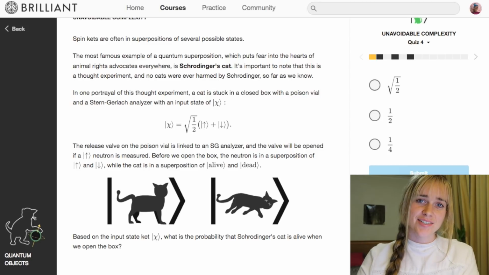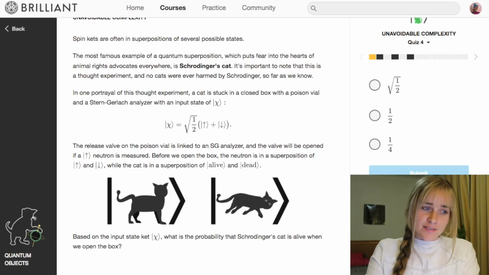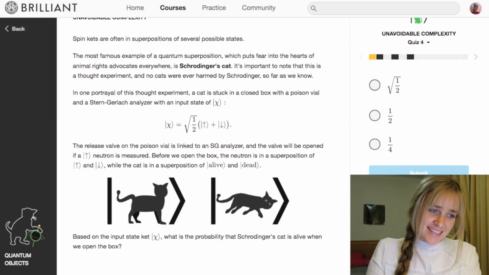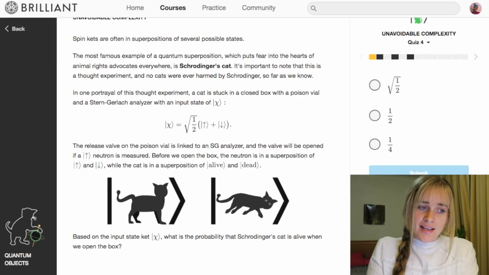So here's the solution to what you saw at the very start of the video. It's an example of the Schrodinger's cat thought experiment. In this version, a cat is stuck in a closed box with a poison vial and a Stern-Gerlach analyzer with an input state of chi, the Greek letter, the one that looks like an X here. So this chi input state is described by a superposition of spin up and spin down.